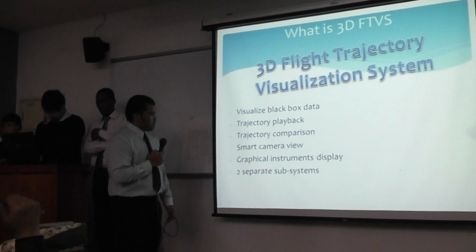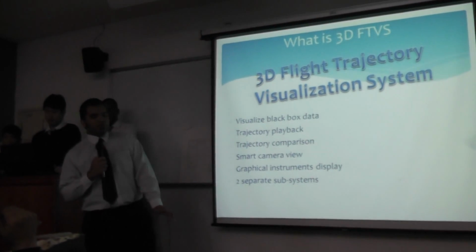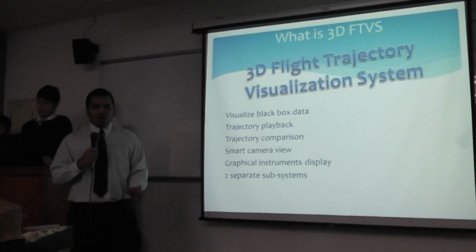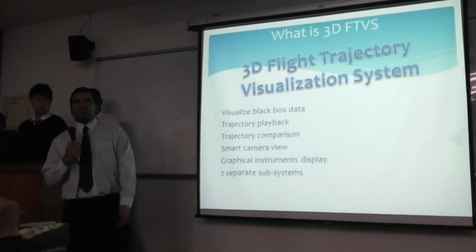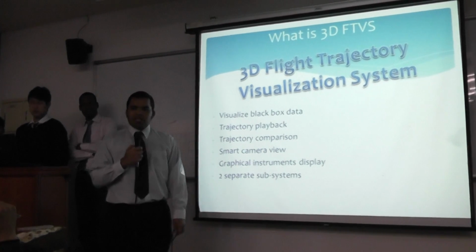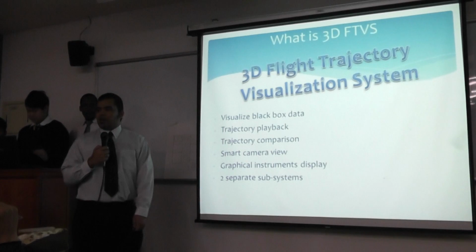And we also have the graphical instruments display. That is important because the black box data will be run into our system, where we take all the numbers and crunch them onto our instruments. Now these basic instruments include such things as the altimeter, the vertical speed indicator, the heading indicator. Very fundamental things for an aircraft.